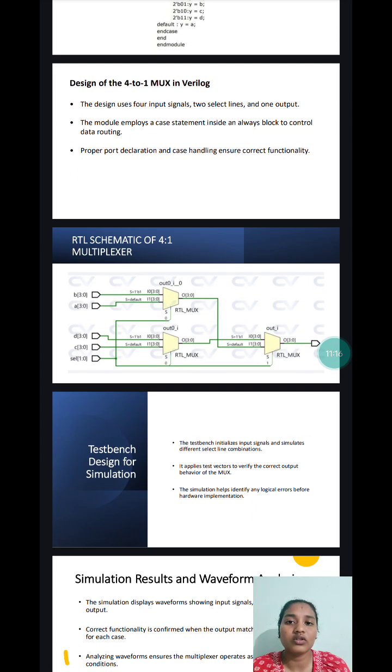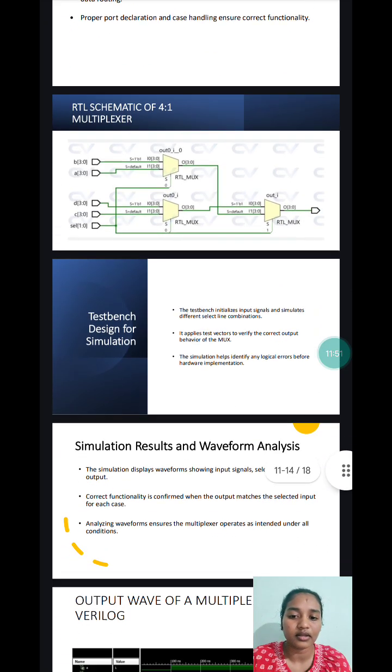Design of the 4:1 mux in Verilog. The design uses 4 input signals, 2 select lines, and 1 output. The module employs a case statement inside an always block to control data routing. Proper port declaration and case handling ensure correct functionality. If you write the code without any errors and run the code, then it generates one output, and also the RTL schematic of a 4:1 multiplexer.